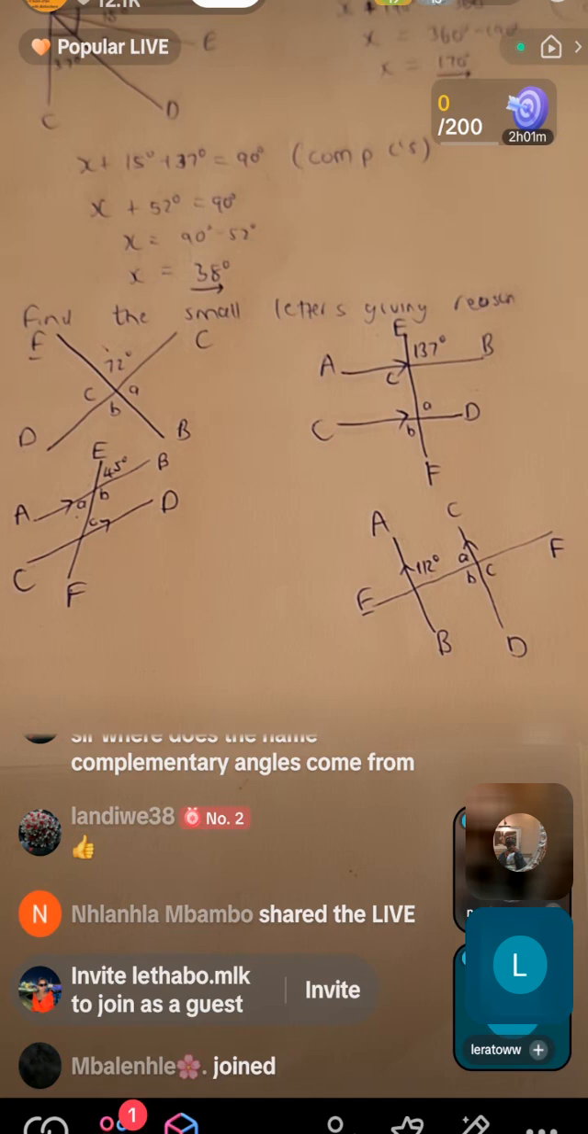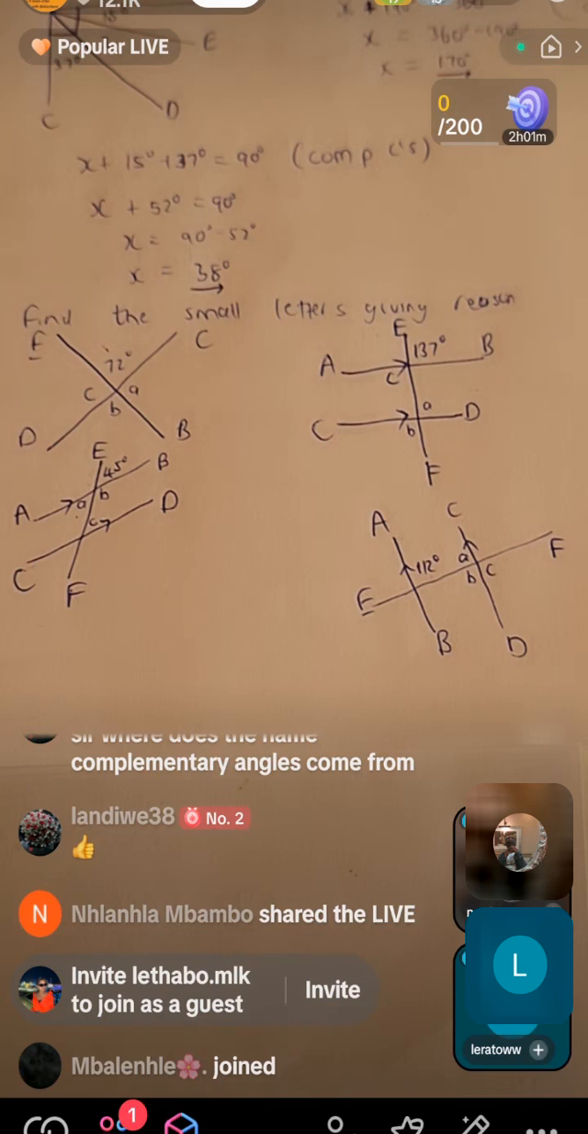Next, the next one is say A plus 72 equals 180 degrees. The reason is angles on a straight line. 100%. And then we go on to say A equals 180 minus 72. Then A equals 108 degrees. Okay, nice.